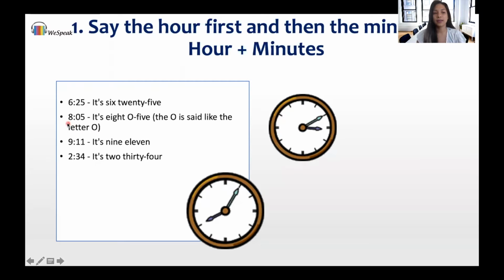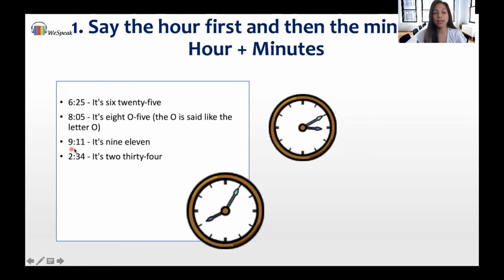Look at the second. It's 8:05. The O is said like the letter O. It's 8:05. When we have from number 1 to number 9, we use O. 8:01, 8:02, 8:03, 8:05.